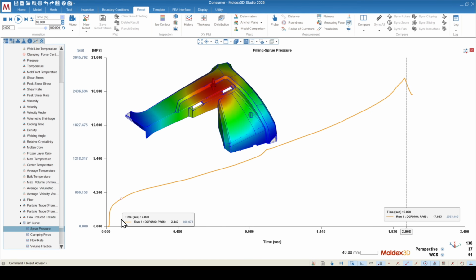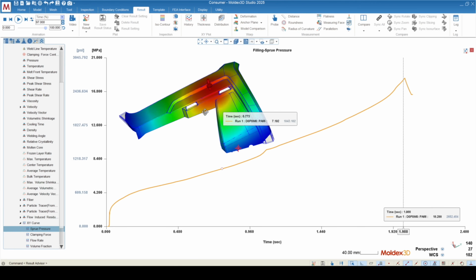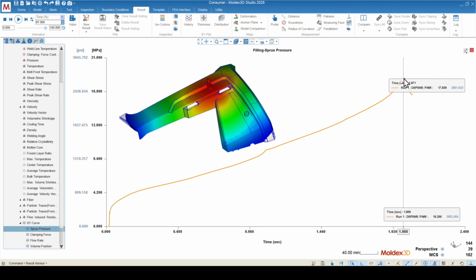The VP switch point on the sprue pressure curve is going to be the maximum point here. And so I can actually back up my animation. You can see this dotted line kind of moves across the curve. I can move my animation so that the dotted line is right on that peak.